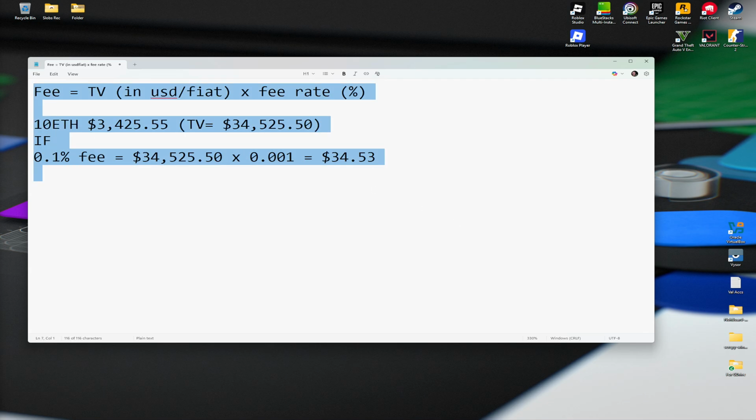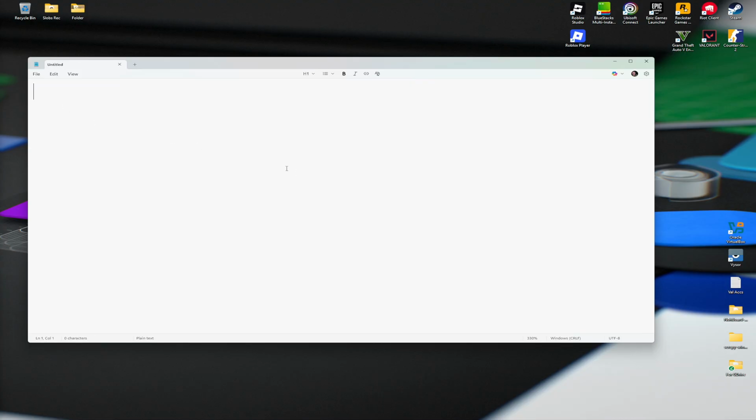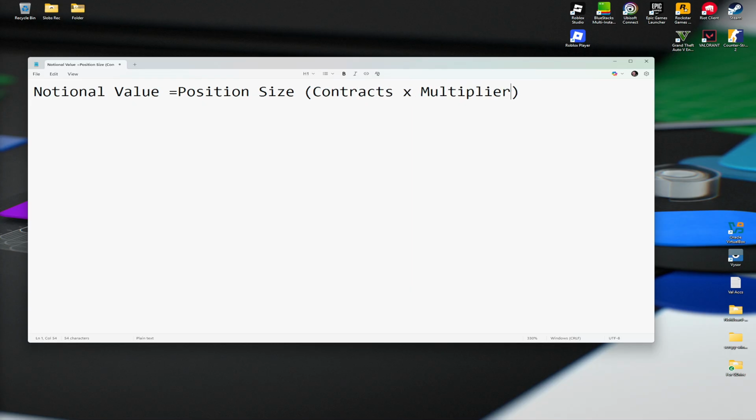So for futures, here's how you compute it. You would need to compute the notional value, which equals the position size. The position size would be the contract multiplied by the multiplier, or the mark price or entry price. In short, the fee is equal to NV, or notional value, multiplied by the fee rate. The fee rate right here is the maker or taker rate.